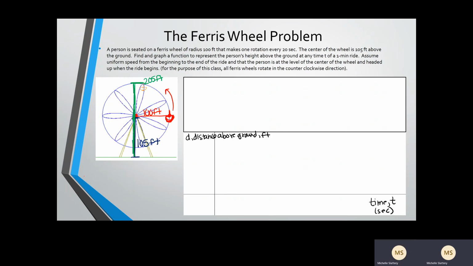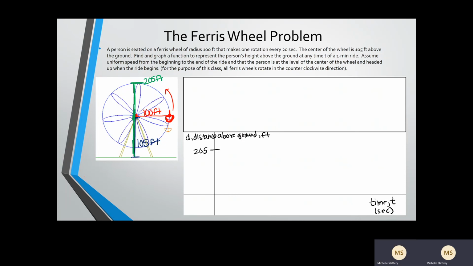Okay, so we know that the furthest distance the person goes above the ground is 205. When we're making these, you don't have to put them on graph paper. You can just draw them and make sure that you're labeling all the points. So the furthest the person's going to go is 205 feet above the ground.